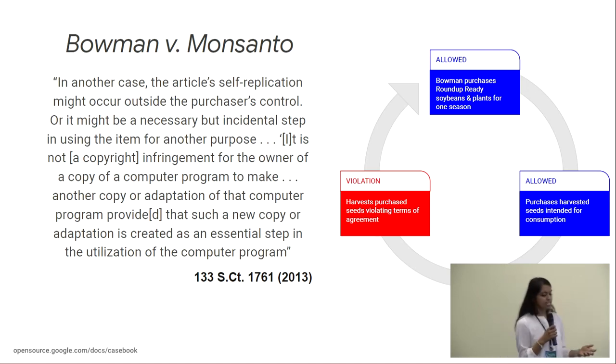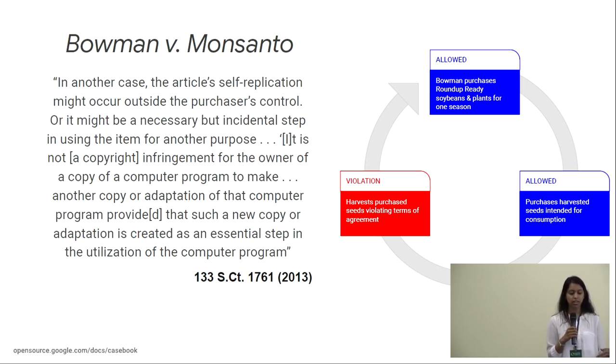In this case, based on everything the court said, you would think, well, patent exhaustion, you've exhausted your right. But the court actually found that there was no patent exhaustion, that the patent right was for the first seed and it wasn't for the seeds that had been made by that seed. The court basically limited it to this very specific situation, though, and it said, in another case, the article's self-replication might occur outside the purchaser's control. So it really honed in on the fact that Bowman had to buy those seeds and replant them. It's not like he planted the seed and the seed itself kept planting itself.